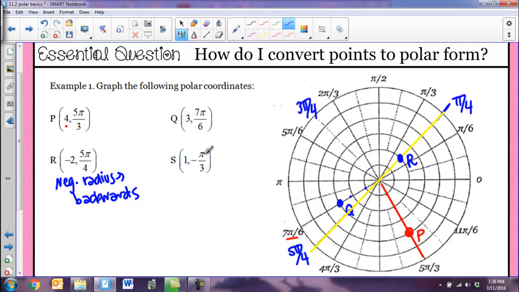Now when you have a negative angle, it's a little bit less confusing because that just means instead of going counterclockwise around, you go clockwise around. And so if I had negative pi over 3, that's the same thing as 5 pi over 3 if I was going backwards, and it's only got a radius of 1. So this guy right here would be my point S. So that's how you graph a polar coordinate using our little polar coordinate thing.